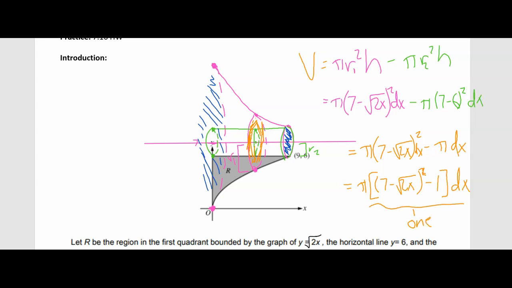And of course, if I want the volume of all the washers, well, I just need to integrate over the entire interval. So the volume of the solid is the integral from 0 to 9, or in terms of x, we're on the x-axis, 0 to 9, of pi, everything in my brackets, end it with a dx, and we are ready to jump to the calculator.